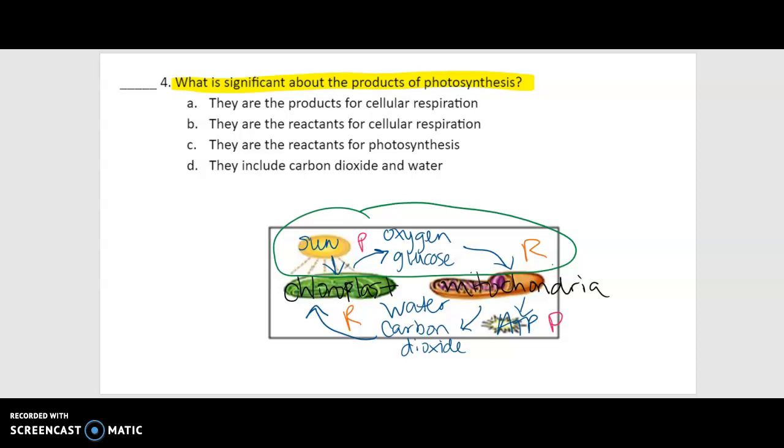Okay? So looking at our answer choice, you're never going to have products and products on the same side. So I'm going to get rid of that. Alright, and then the products of photosynthesis can't be what's going in for photosynthesis. We can get rid of that. Include carbon dioxide and water. We'll remember that these are reactants that are going in. So our best answer choice for 4 is B.